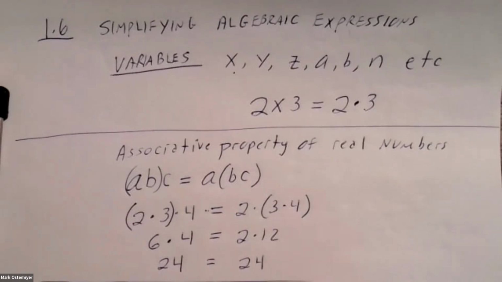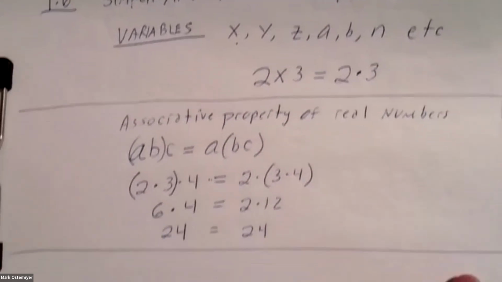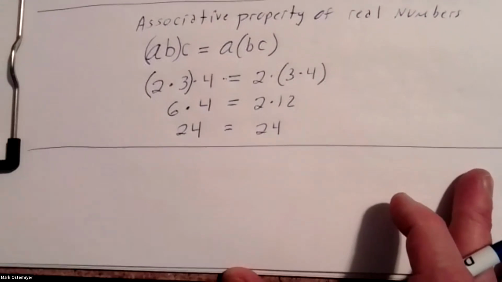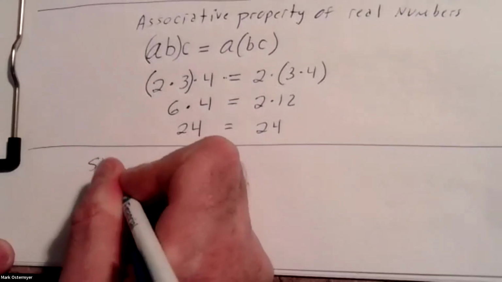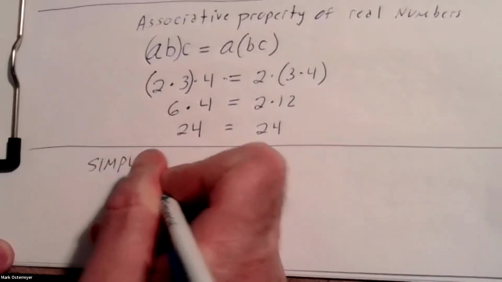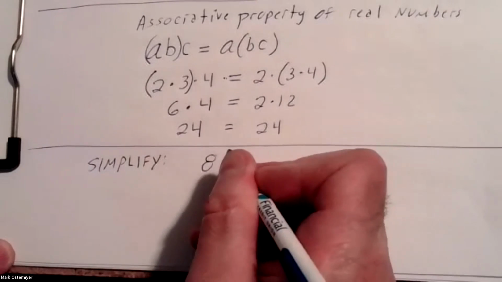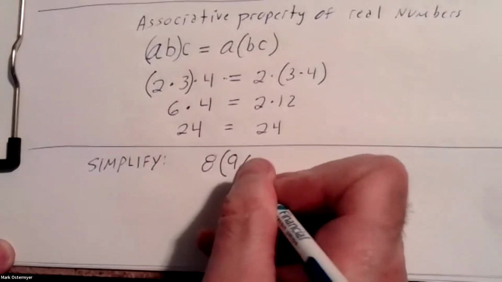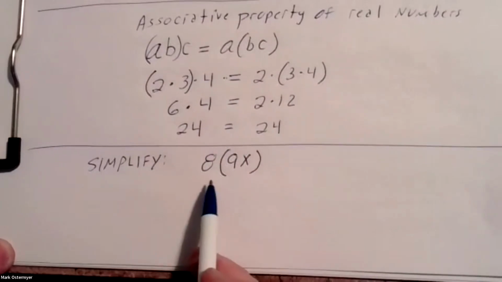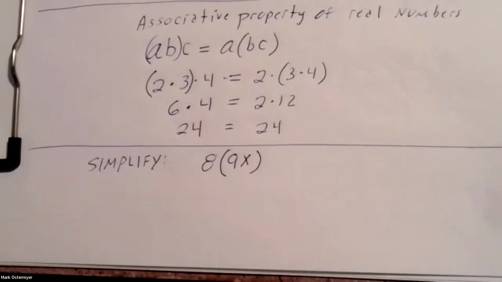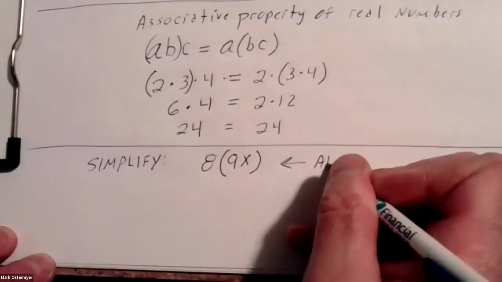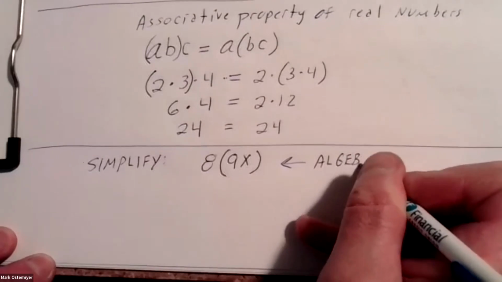Now, why did I show you that property? Because now we're going to start to simplify algebraic expressions, and algebraic expressions are expressions that contain variables. So if I have this expression here, how do we even read what we're looking at? This is known as an algebraic expression.